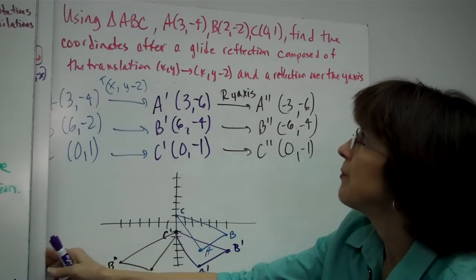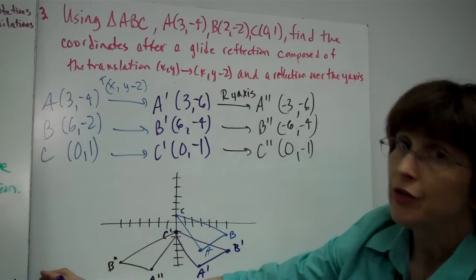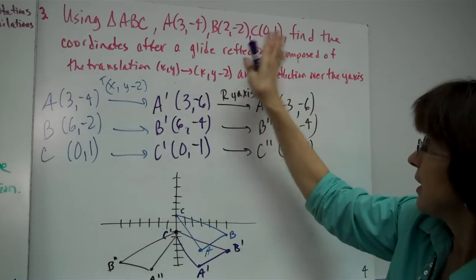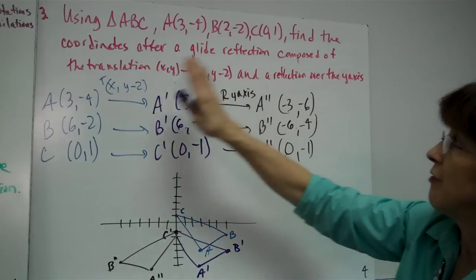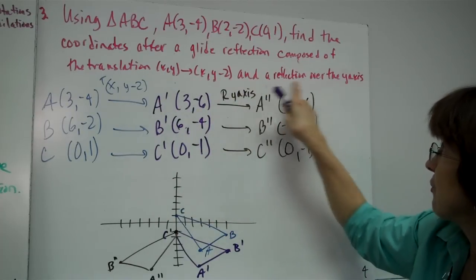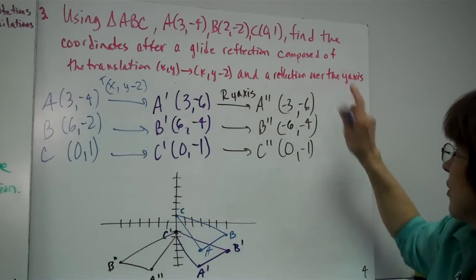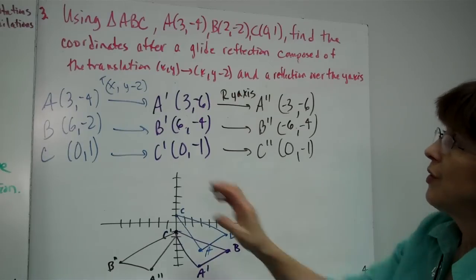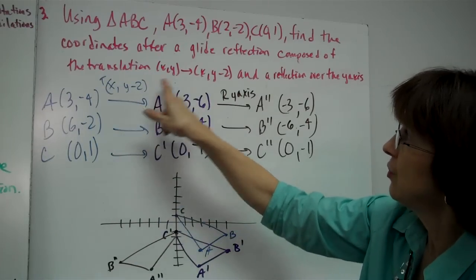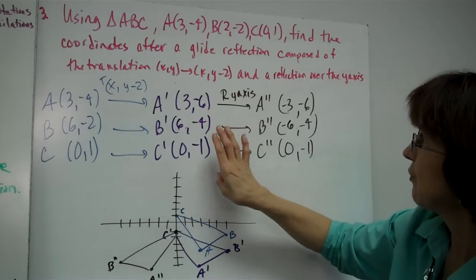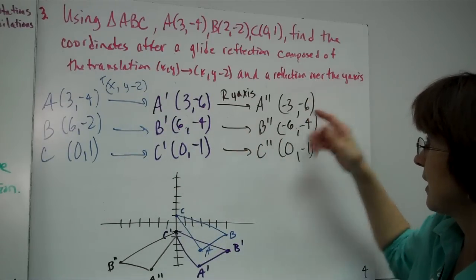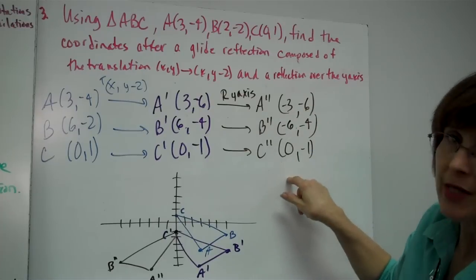Okay, using a new triangle now. We have the points there. You want to find the coordinates after a glide reflection, which is composed of a translation of that rule and then reflection over the y-axis. So here we go. We have the points listed. I did the rule of the translation, which just means I moved it down 2. So I did that in the points, and then I reflected over the y-axis, which means the y stays the same, and then the x becomes the opposite.